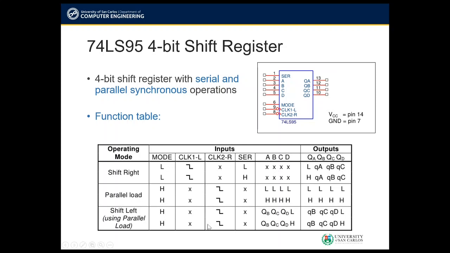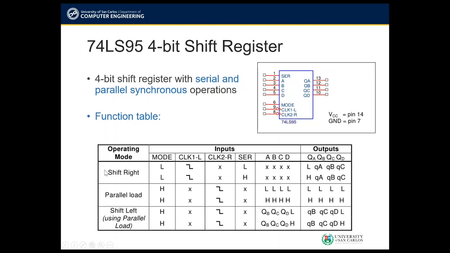So here is the function table for the IC. So we have the following operating mode. So technically there are just 2 of them. We have shift right and parallel load. So this is controlled by the mode input and having 2 separate clock sources for each of the operating modes. We have a serial input for our shift right, and we have 4 bits as our inputs in our IC, namely A, B, C, D, which is for the parallel load, and we have the outputs QA, QB, QC, and QD here at the right side.